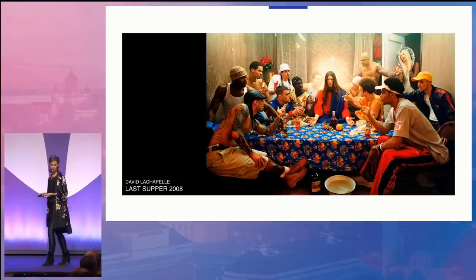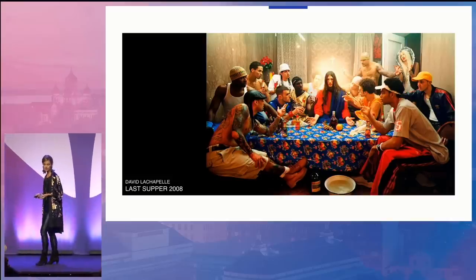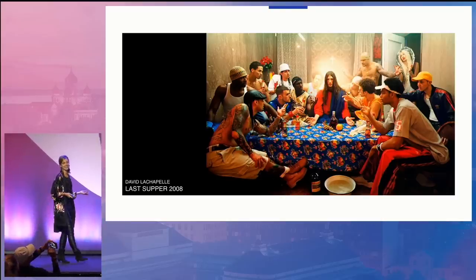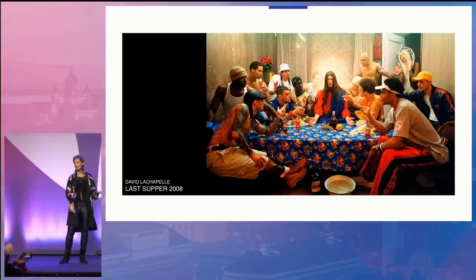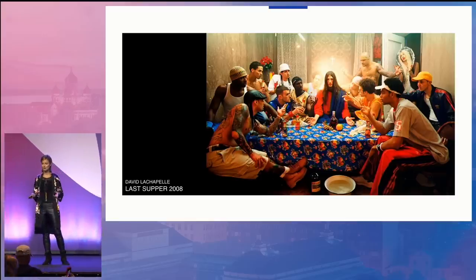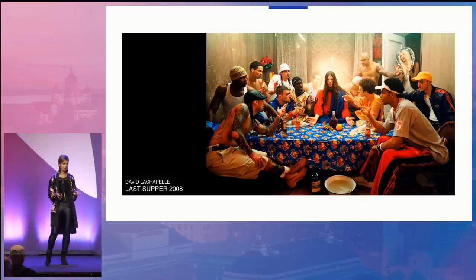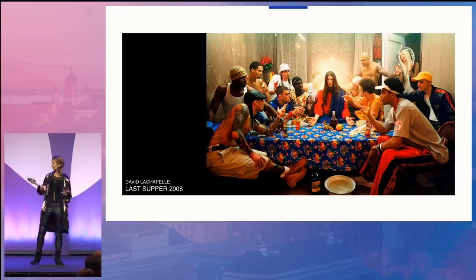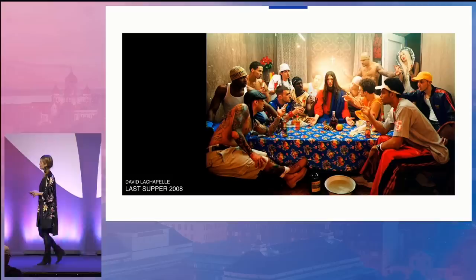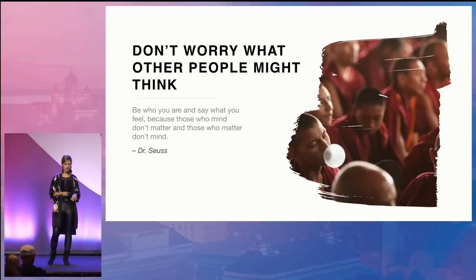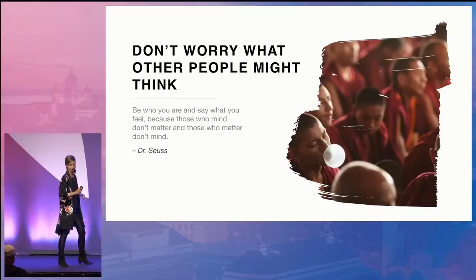A great example is David LaChapelle's Last Supper, right? Great representation. When LaChapelle was 17 years old, he started to work with Andy Warhol, and Andy hired him for one of his Interview magazine shoots as a photographer, and he just said to him, well, I don't care what you do, just make everybody look good. And he's one of the most successful fine art photographers of the century. So don't worry what other people might think.